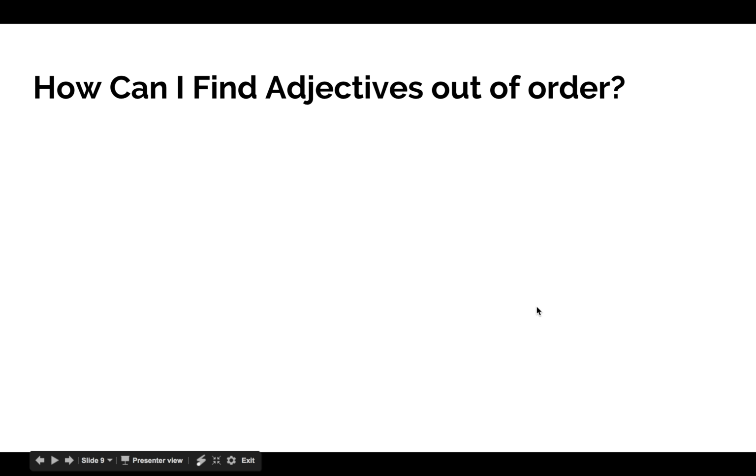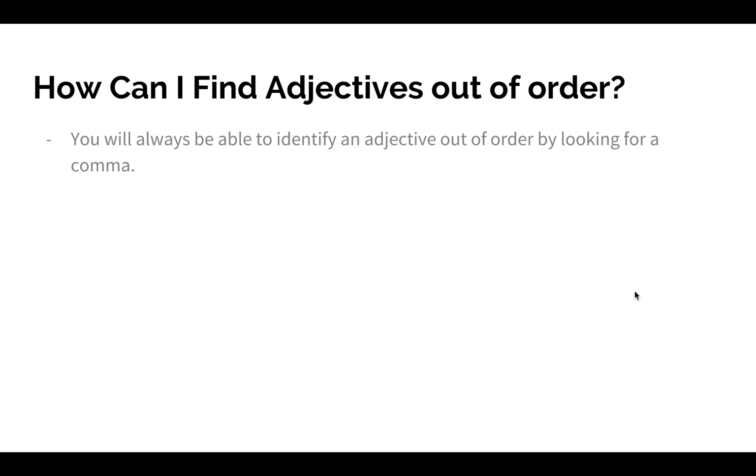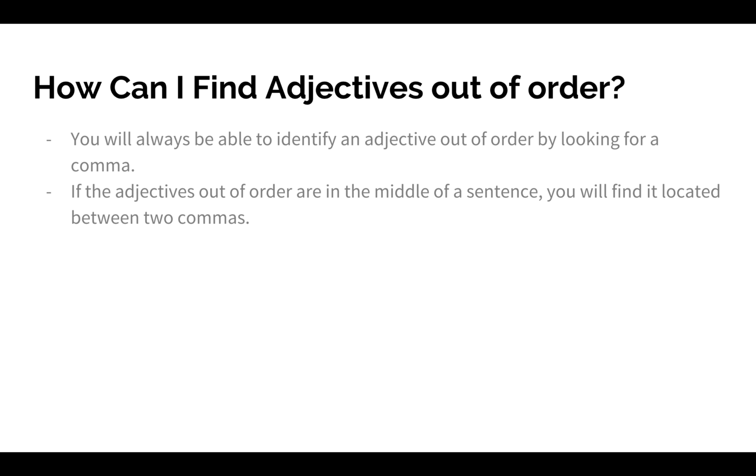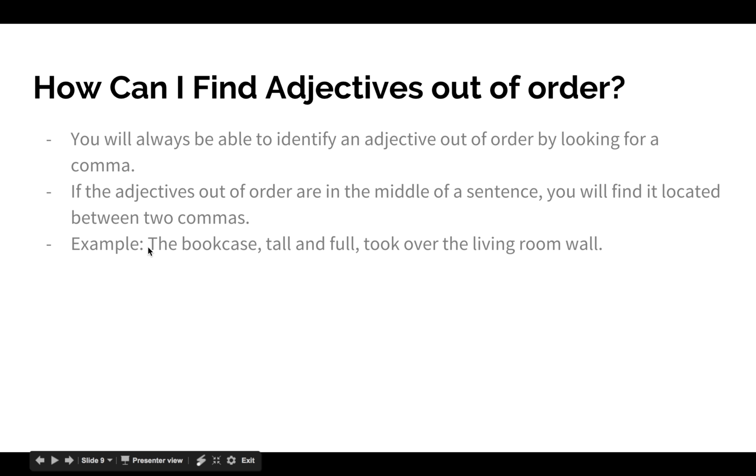How can I find adjectives out of order? Anytime you see an adjective out of order, you have to look for the comma placement. So if we have the adjectives out of order in the middle of a sentence, you're going to find it located between two commas. So an example, let's just take a look. The bookcase, tall and full, took over the living room.